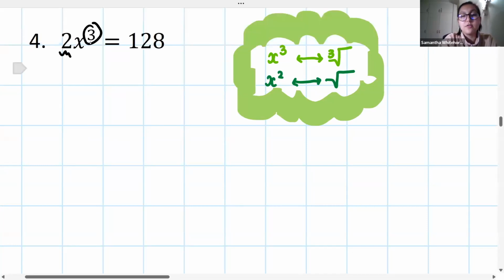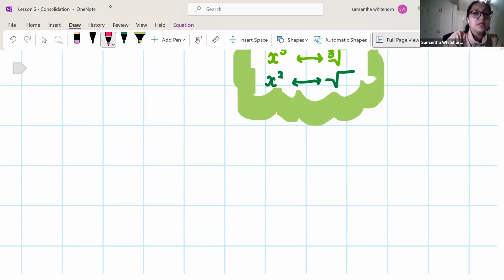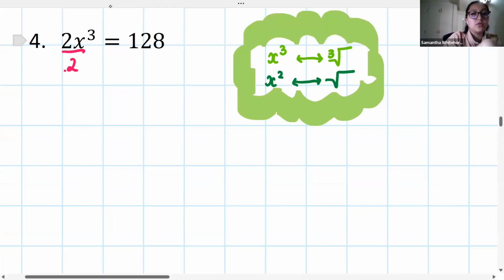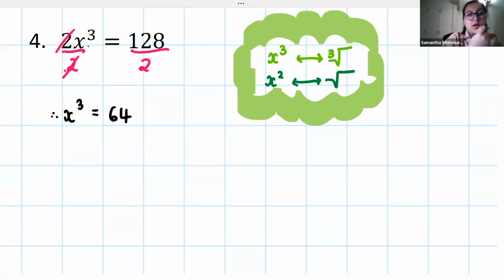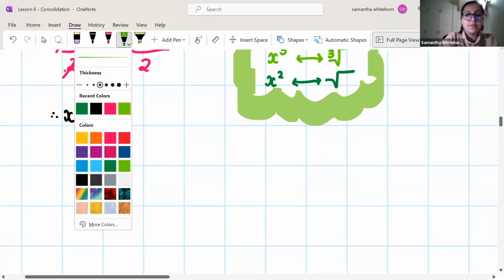Now, the first thing that I see is that not only do I have the cube to deal with, I also have the coefficient of 2. So the very first thing that I'm going to do is divide both sides by 2 to get rid of that coefficient. That then leaves me with just the x cubed on the left-hand side and with 64 on the right-hand side. 128 divided by 2 is 64. Right, now this is where my inverse operations come in.